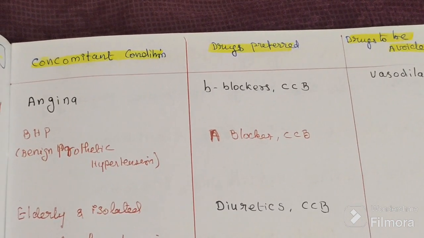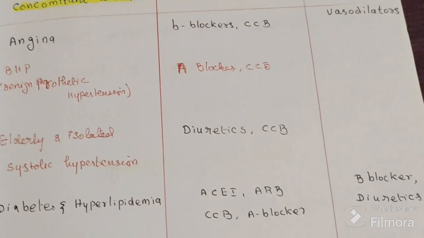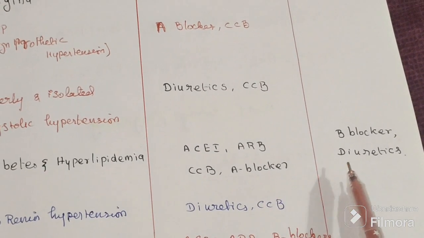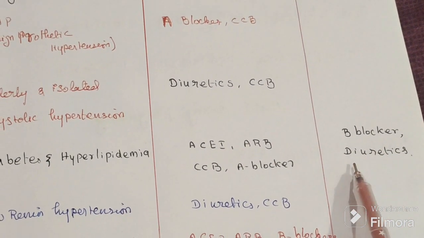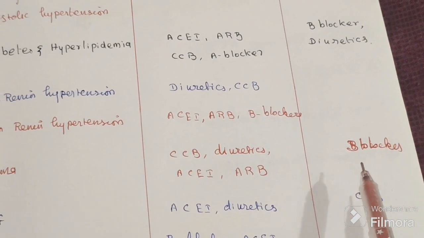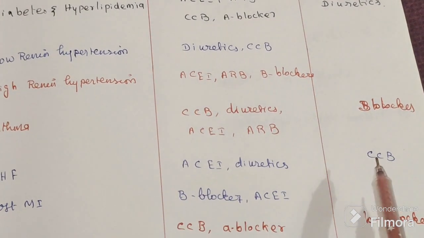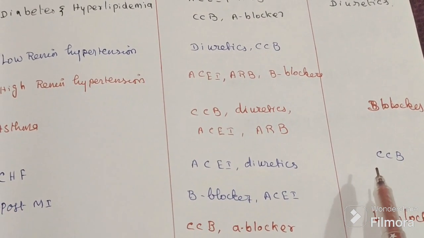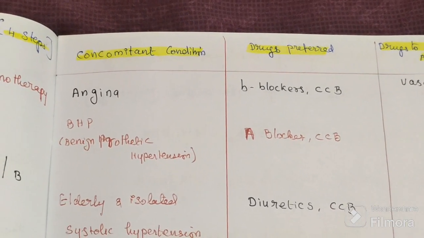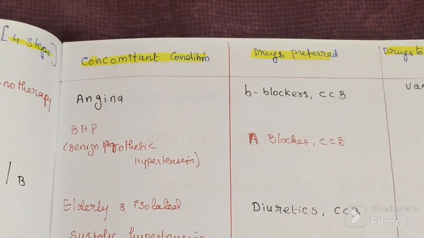For example, in an angina patient never give a vasodilator. In diabetic and hyperlipidemia patients, we never give beta blockers and diuretics. In an asthma patient, avoid beta blockers. In a chronic heart failure patient, never give a calcium channel blocker. So the doctor should know which drugs are preferred and which are not preferred.